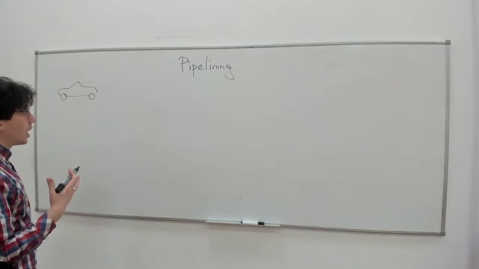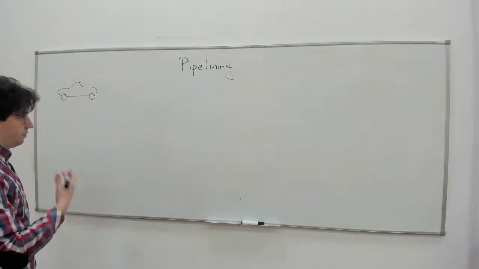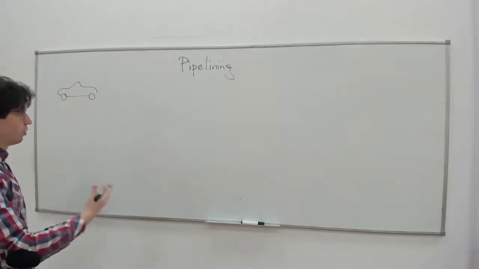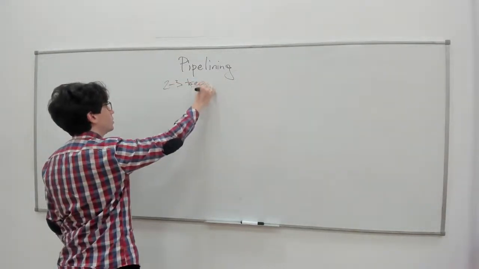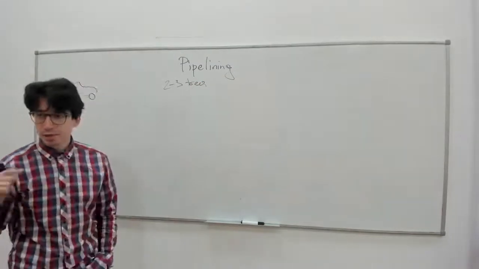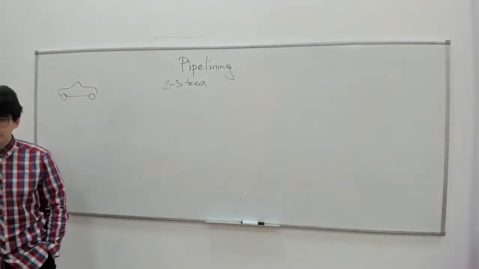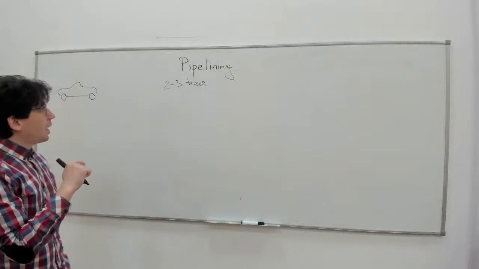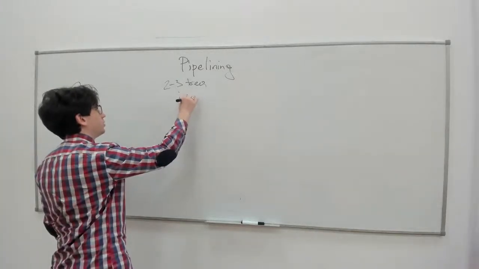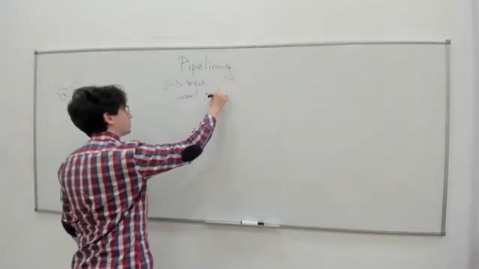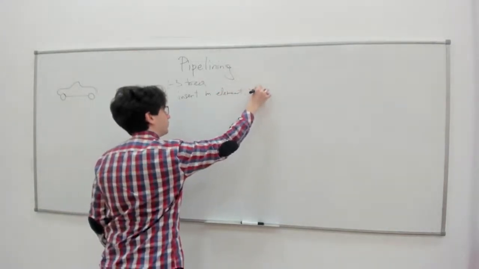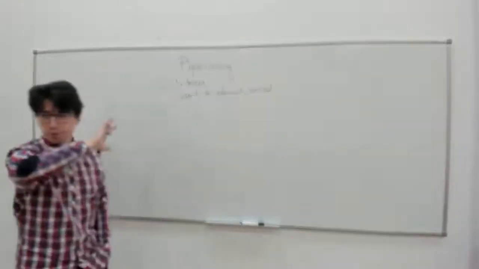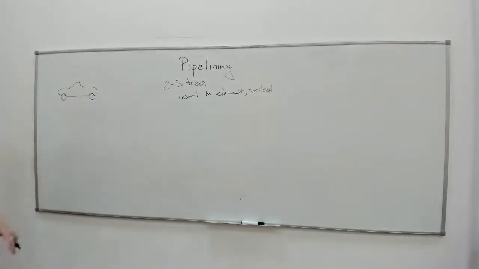What will be our task to show the pipelining? We will be going with 2-3 trees, which you should have been reminded of by looking at Wikipedia. We want to insert M elements, M elements sorted. So we are given a sorted array of their keys, and we need to insert it.